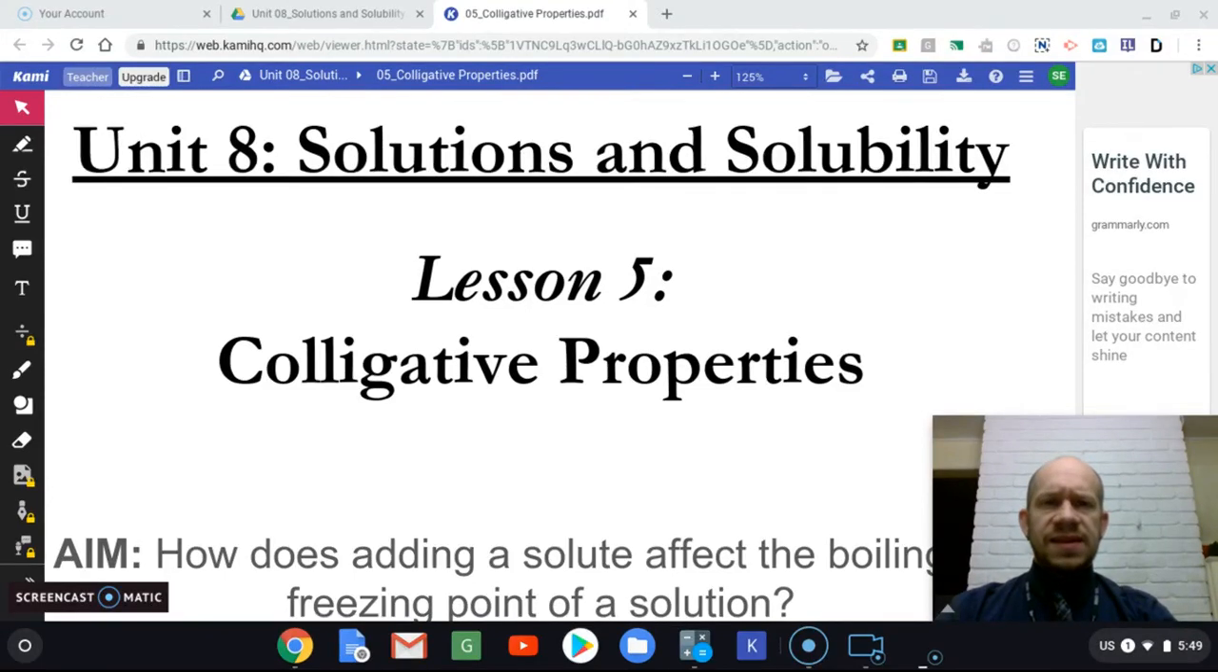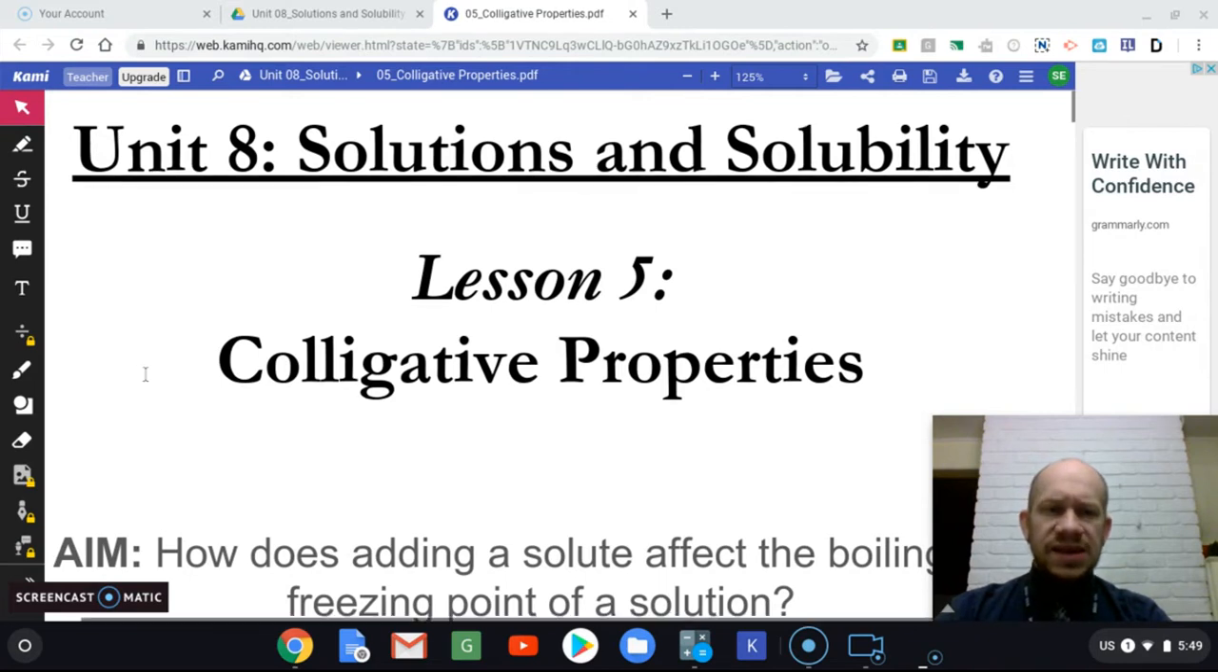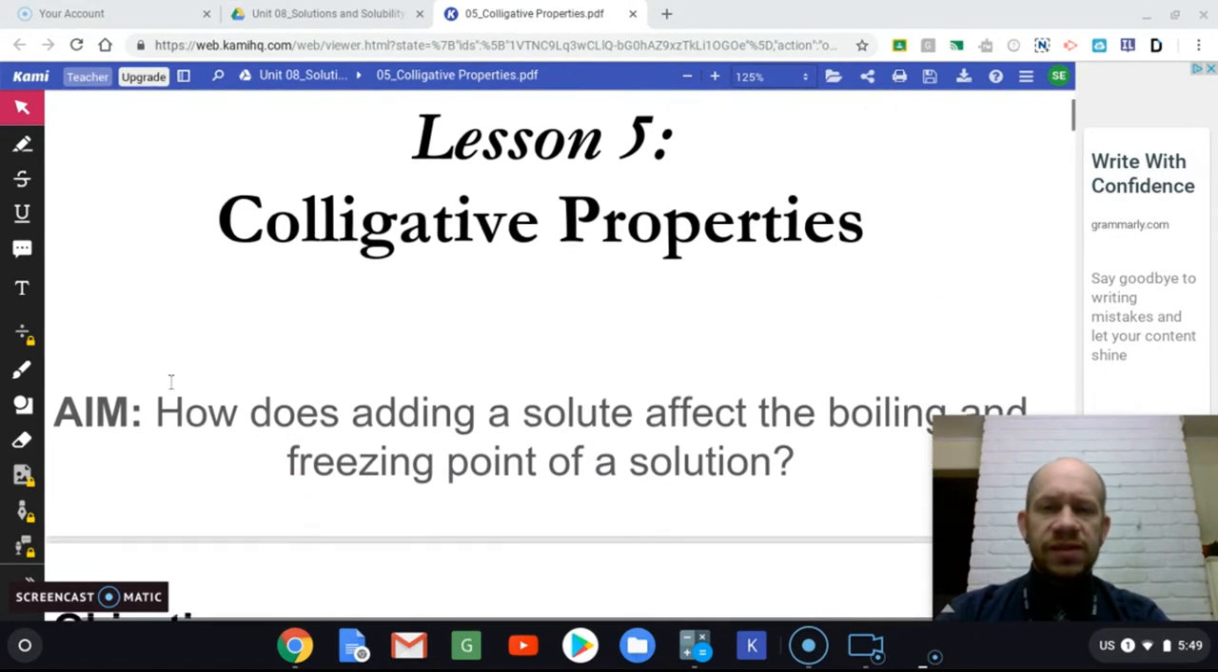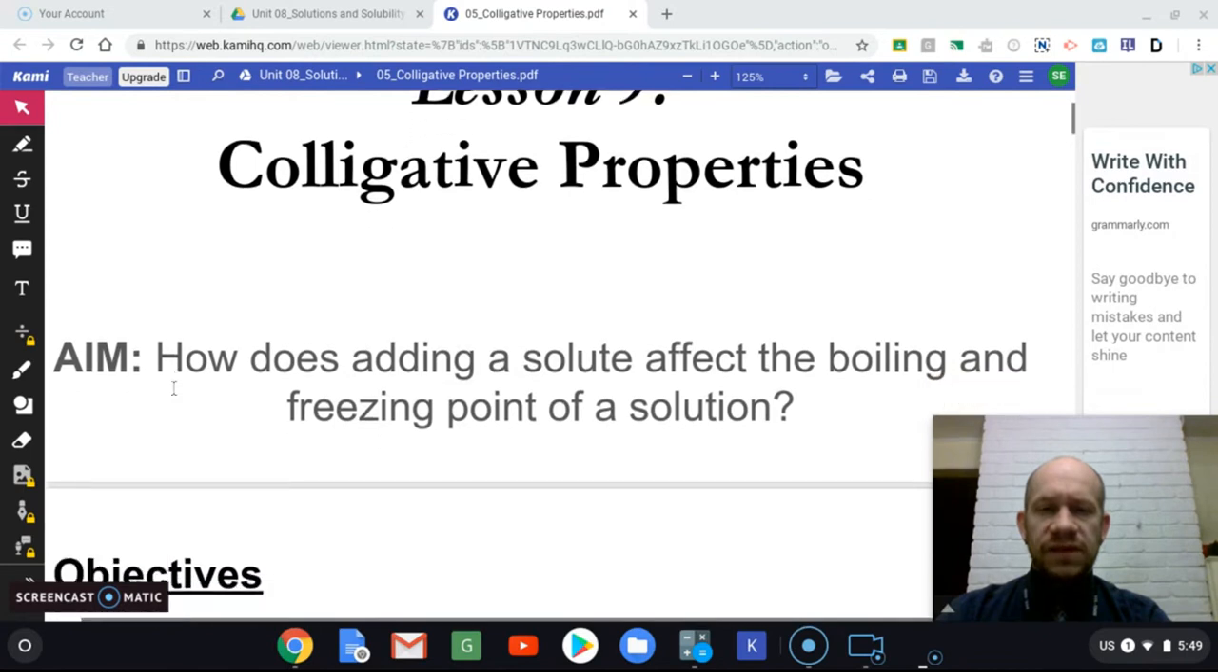This is Unit 8, Solutions and Solubility. Lesson 5, Colligative Properties. How does adding a solute affect the boiling and freezing point of a solution?